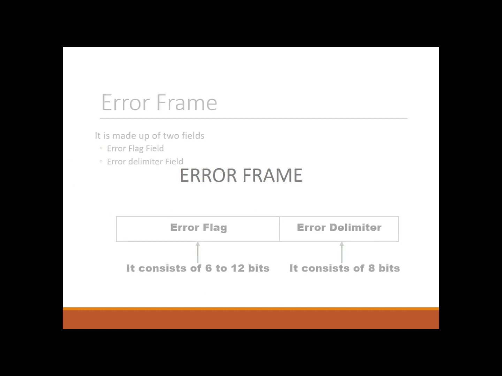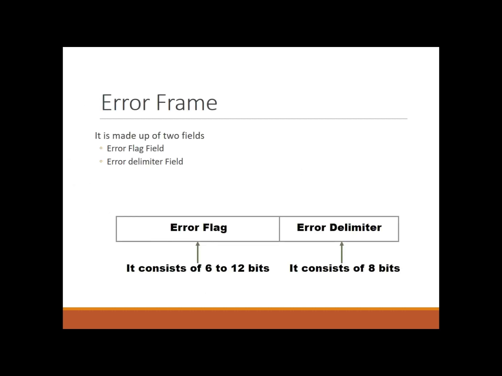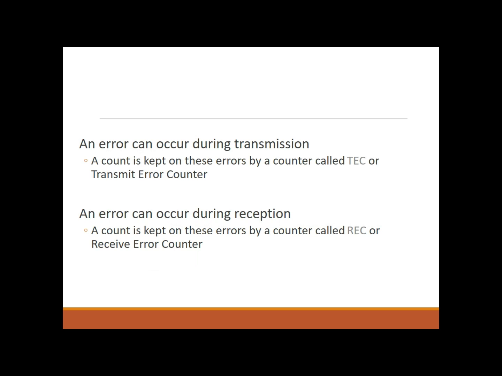Next, error frames. An error frame is made up of two fields: the error flag field and the error delimiter field. The error flag contains 6 to 12 bits, and the error delimiter contains 8 bits. An error can occur during transmission, and a count of these errors is kept by a counter called TEC, the transmit error counter. An error during reception, on the receiving side, is counted by a counter called REC, the receiver error counter.